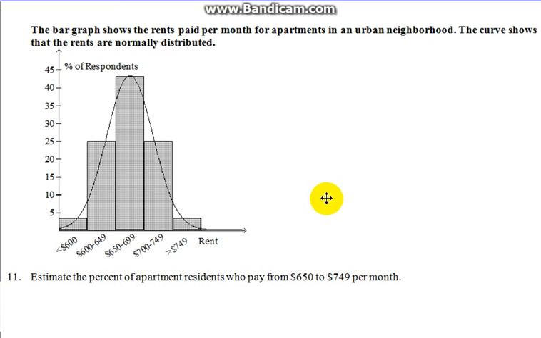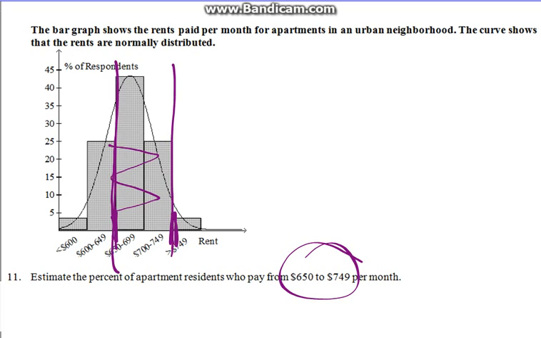Number 11 says the bar graph shows rents paid per month for apartments in an urban neighborhood. The curve shows that the rents are normally distributed. So it says estimate the percent of apartment residents who pay from $650 to $749 per month. So let's go to that range and mark it off. Here's $650 and there's $749. So it involves all of this between my two lines here.